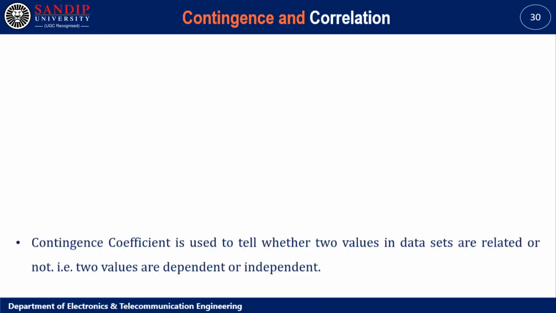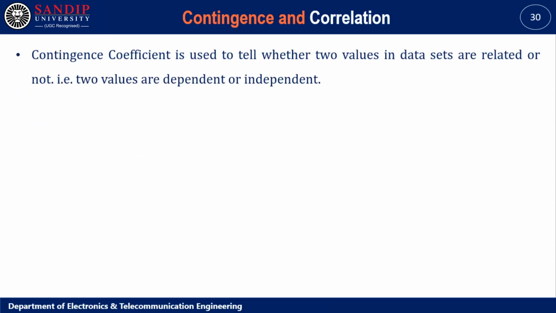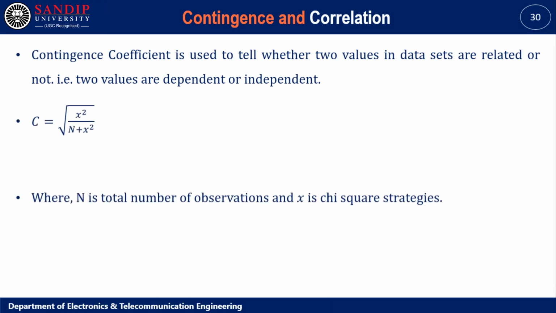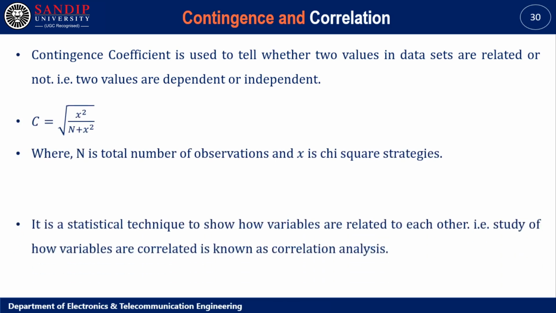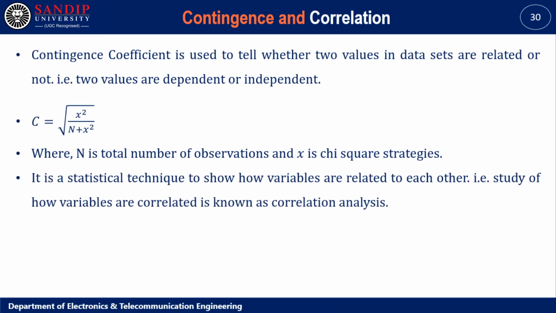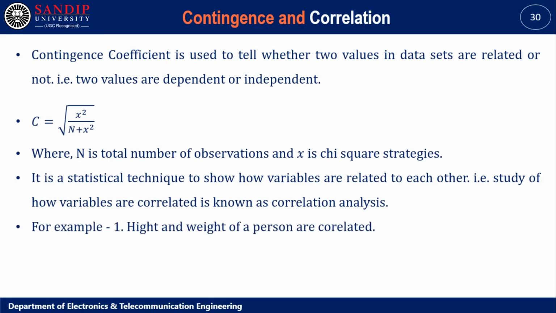Contingency and correlation. The contingency coefficient is used to tell whether two values in data sets are related or not, that is, whether two values are dependent or independent. C is equal to root of chi-square divided by (n plus chi-square), where n is the total number of observations and chi-square is the chi-square statistic. Correlation is a statistical technique to show how variables are related to each other. That is, the study of how variables are correlated is known as correlation analysis. For example, height and weight of a person are correlated, as are time and work done by a worker.